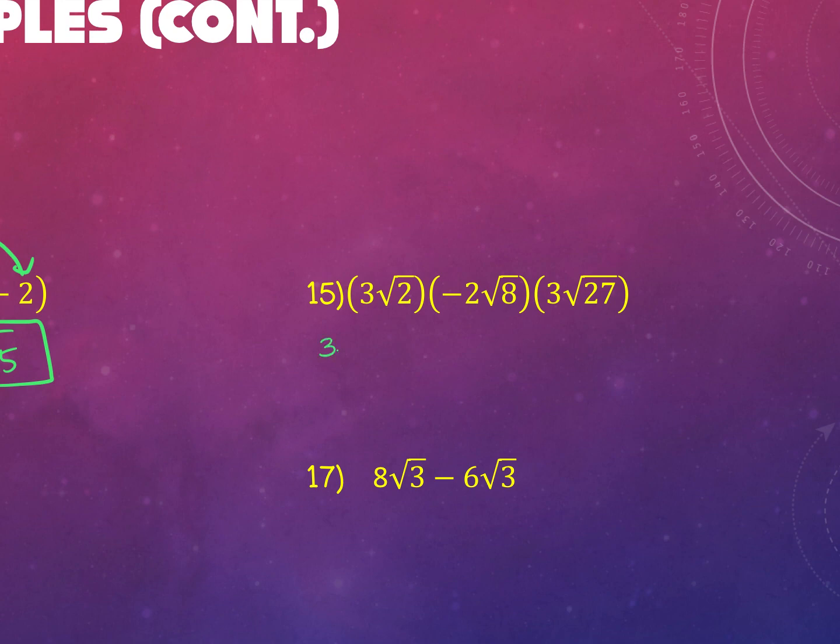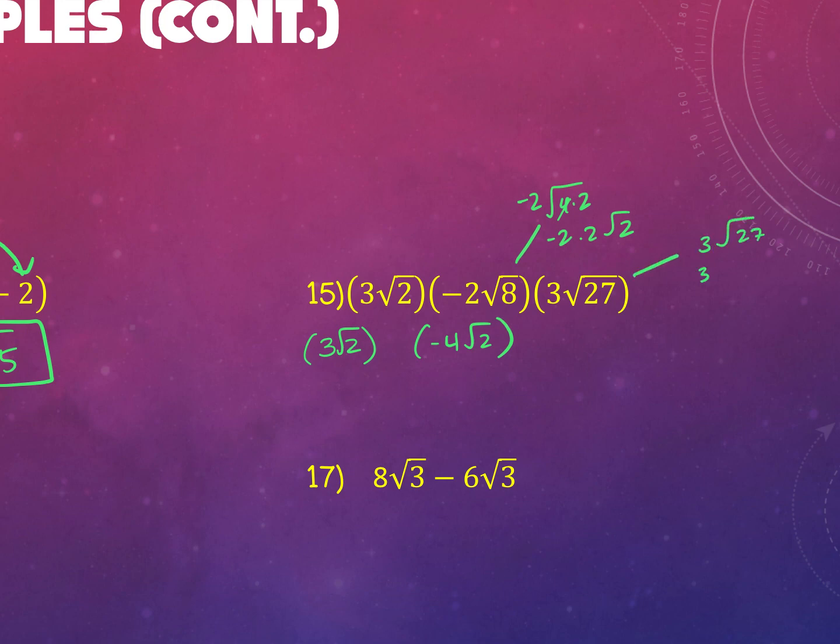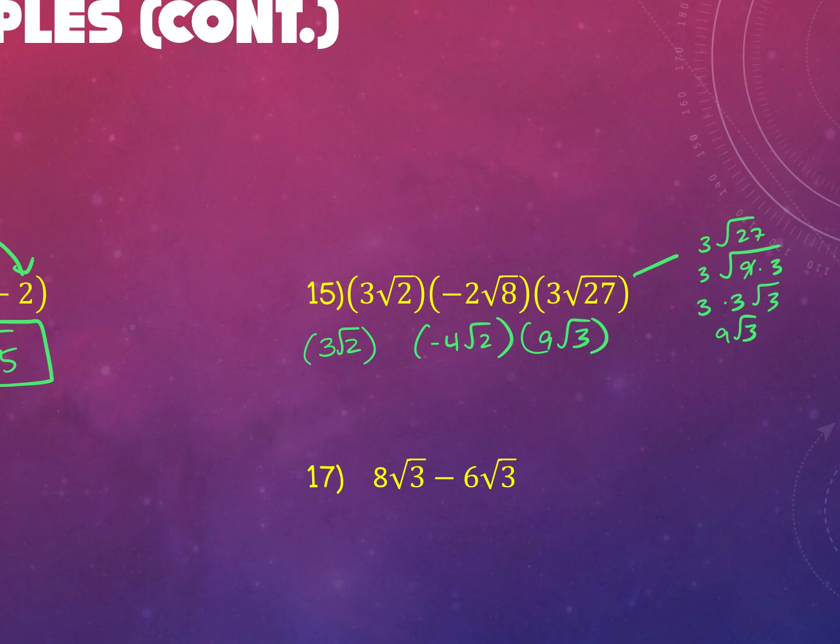So 3 radical 2 is fully simplified. Now, negative 2 radical 8 here, square root of 8 is square root of 4 times 2. Right, I got minus 2. And then the square root of 4 is 2. And so this simplifies to negative 4 radical 2. And then I come over to this one, and I've got 3 times the square root of 27. Square root of 27 is 9 times 3. Square root of 9 is 3. So I get 9 radical 3. So now I have these 3 terms, and they're a little bit more simplified.